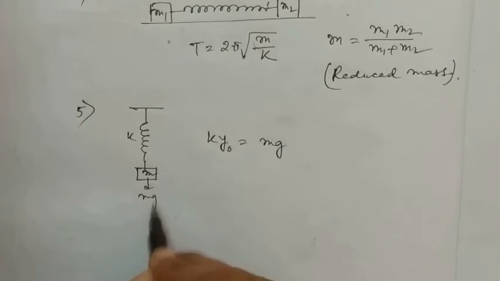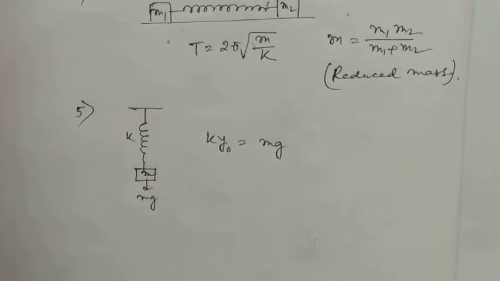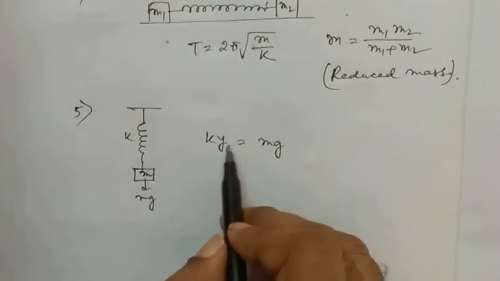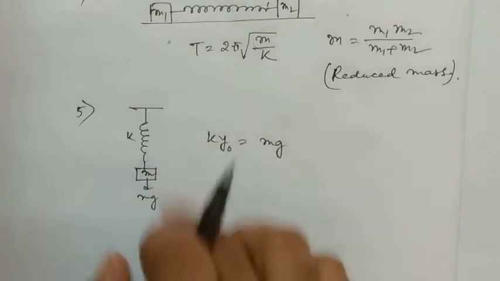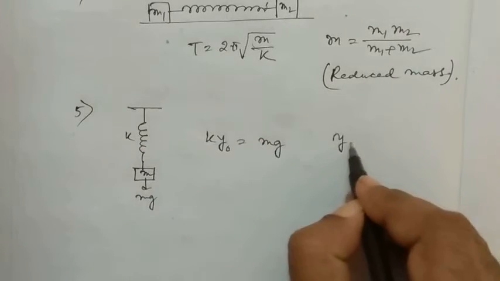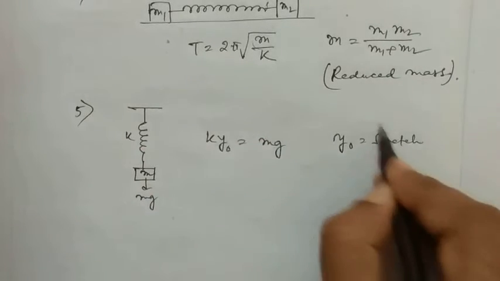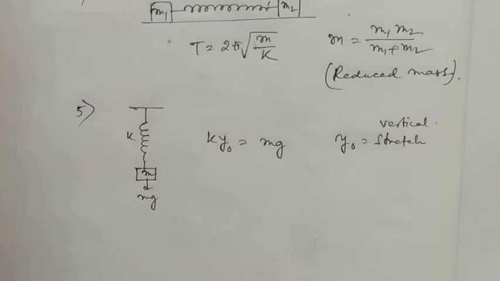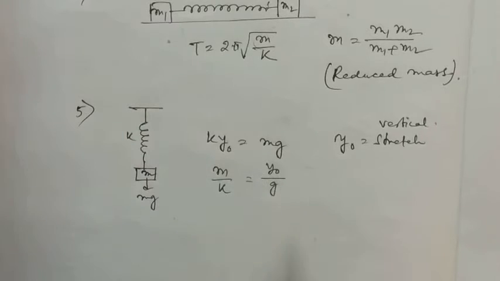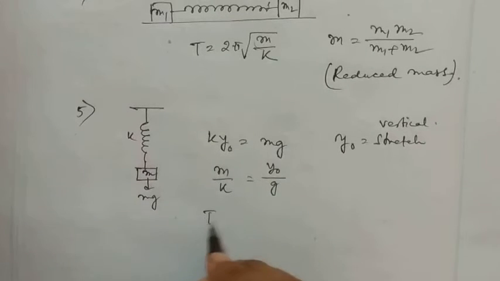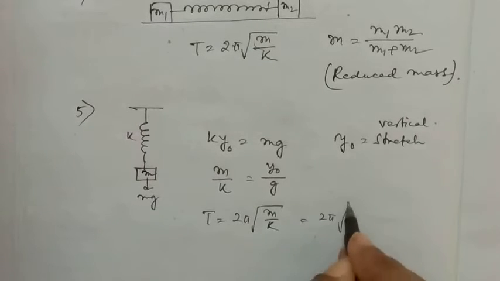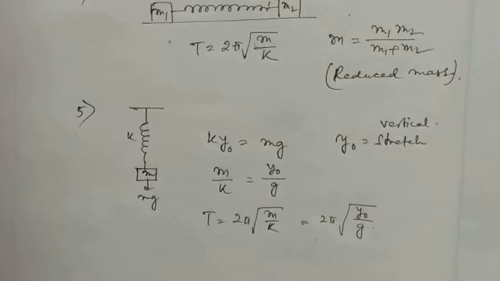The value of the force acting downwards on the spring is mg, and the restoring force, we have stated it, F is equal to minus kx. As the displacement is in the y direction, we have taken it to be y naught. So y naught we can write as stretch or vertical stretch. Clearly, it will be a vertical stretch. So m by k, what is m by k here? y naught by g. So the formula of time period was 2 pi root over m by k. Instead of m by k, we replace it here by y naught by g.